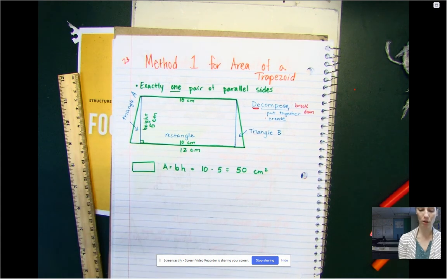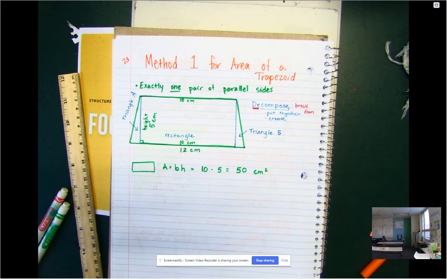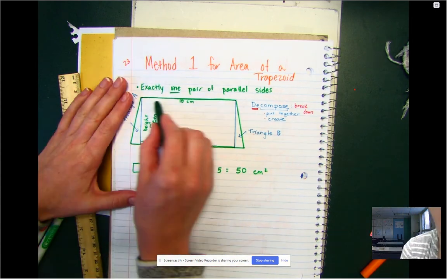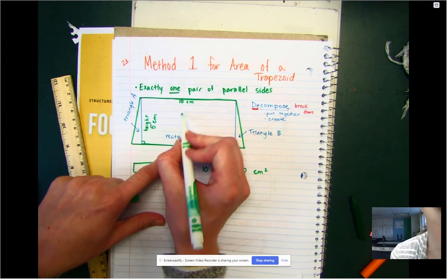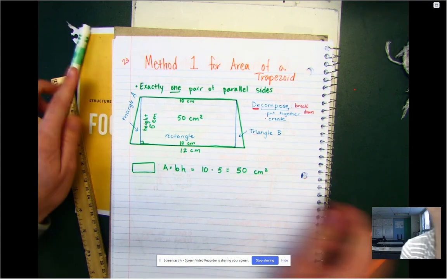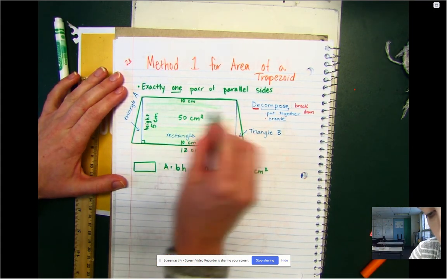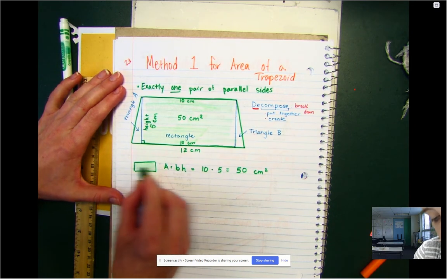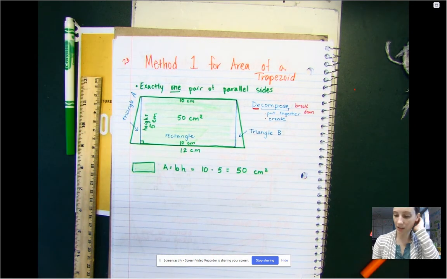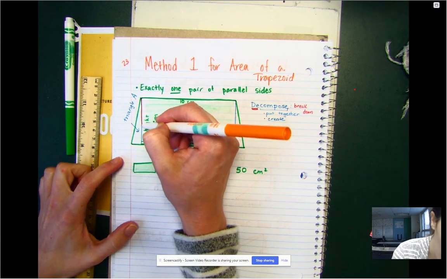Okay, so I know so far that this, I wish I had a crayon or a colored pencil. Hold on. Okay, so I know so far that this middle part, the rectangle part, has an area of 50 centimeters squared. And I'm going to shade it in so that we know it's been taken care of, right? Right here.